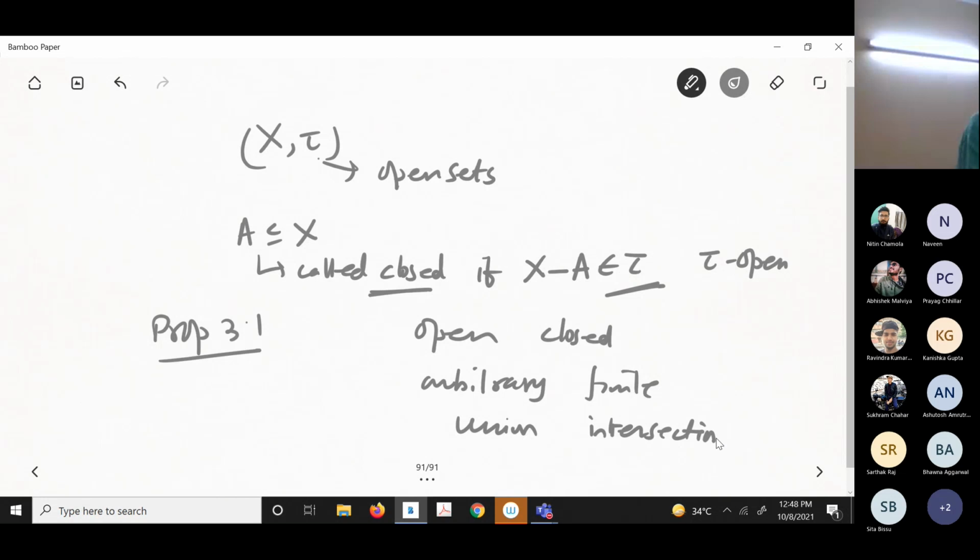Okay. Don't touch that here. But I am saying if you replace any result, remember that you replace open by closed, but don't be selective: closed by open, union by intersection, intersection by union, you'll get another result because of De Morgan's result. So proposition 3.1 is valid in there.